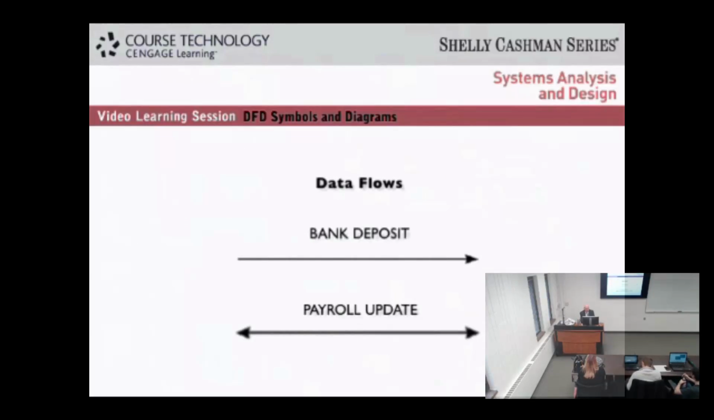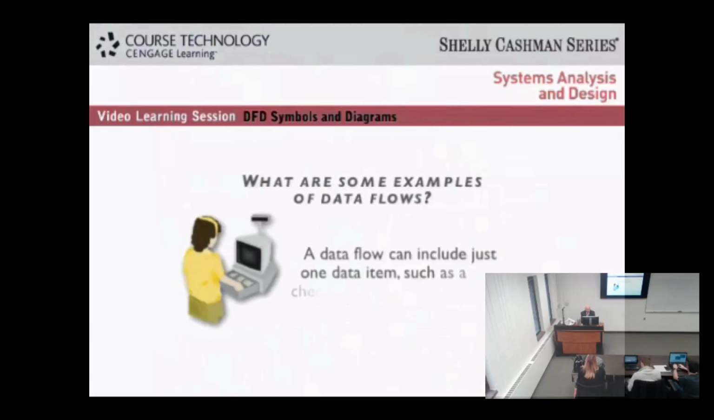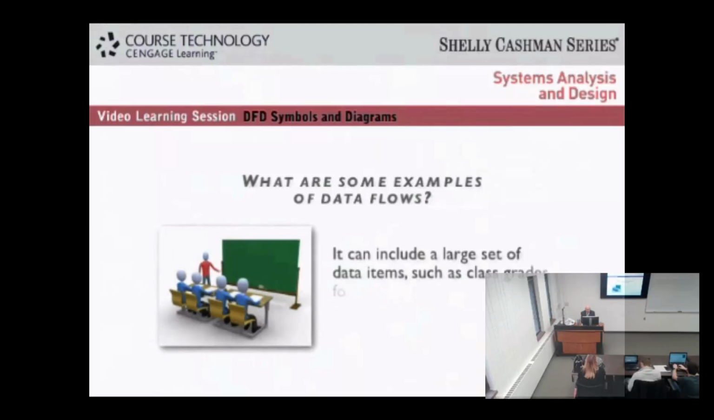A data flow allows data to move from one part of the system to another, like a cable in a communications network. Data flows can handle input, output data, or both. A data flow can include just one data item, such as a checkout register total amount, or it can include a large set of data items, such as class grades for an entire semester.